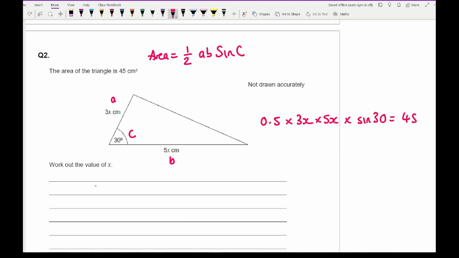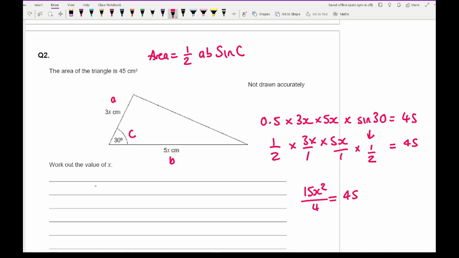And that equals 45. Neatening all of this up, I know that sine 30 is going to be a half, and I know I've got a half here, and I've got 3x times 5x. So if I turn all of these into a fraction, and that equals 45, then at the top I've got 15x squared over 4 equals 45. So 15x squared equals 4 times 45, which is going to give me an answer of 180.